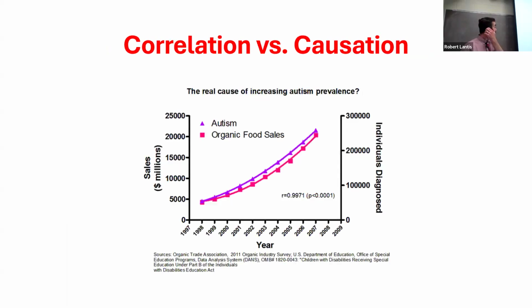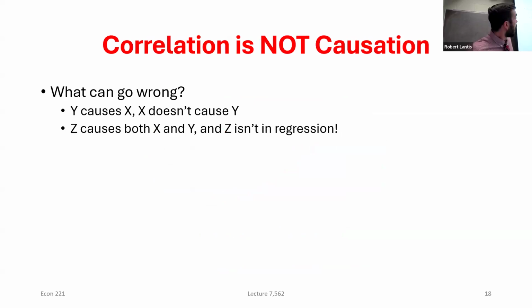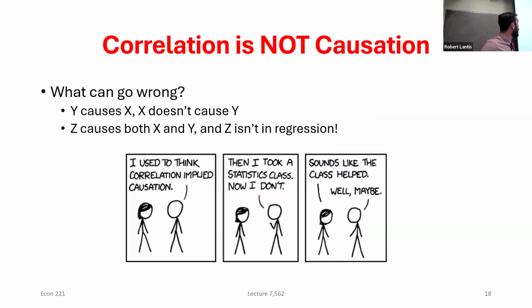Okay? I did this one in week 1 too: autism and organic food sales look like they have a pretty strong positive correlation. We have to control for other things. Autism is not being caused by organic food sales. This was also week 1, right? I used to think correlation implied causation. I took a stats course, now I don't. Sounds like the class helped. Well, maybe, right? Maybe you're actually in the class because you're already smart enough to understand this. And so this is what we eventually want to do. We want to move from correlation to causation. The first step is just including these additional control variables.